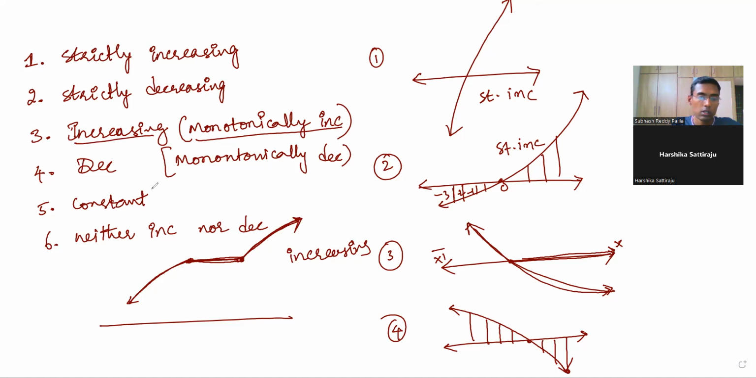So this is one thing, and not only that, sometimes the graph will be like this. It goes like this, and then like this. It is constant here, again increased, constant here, again increased, constant here, again increased, like this. You understand? So overall it is increasing, but you cannot say it is strictly increasing.